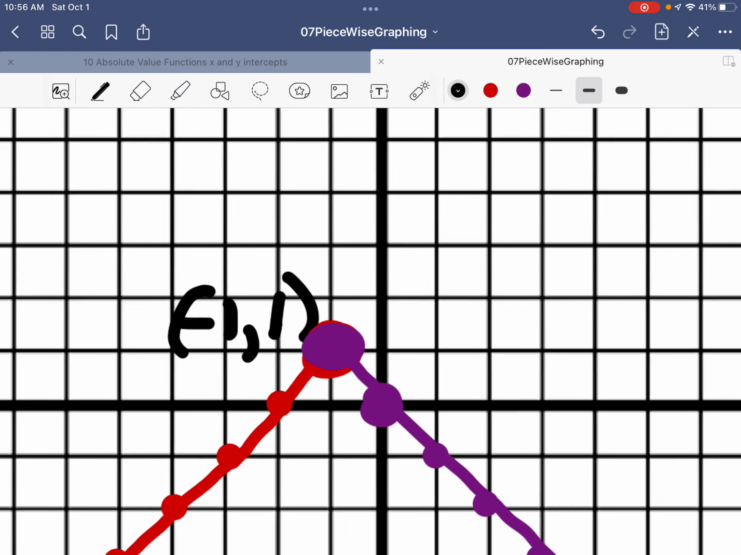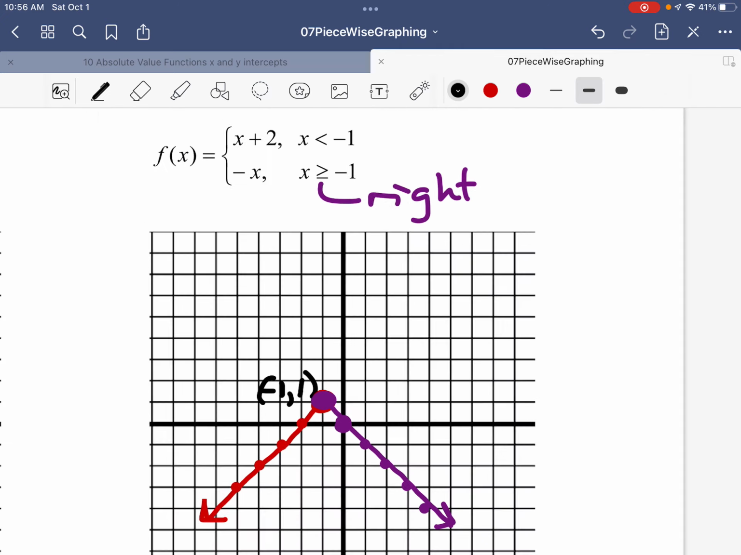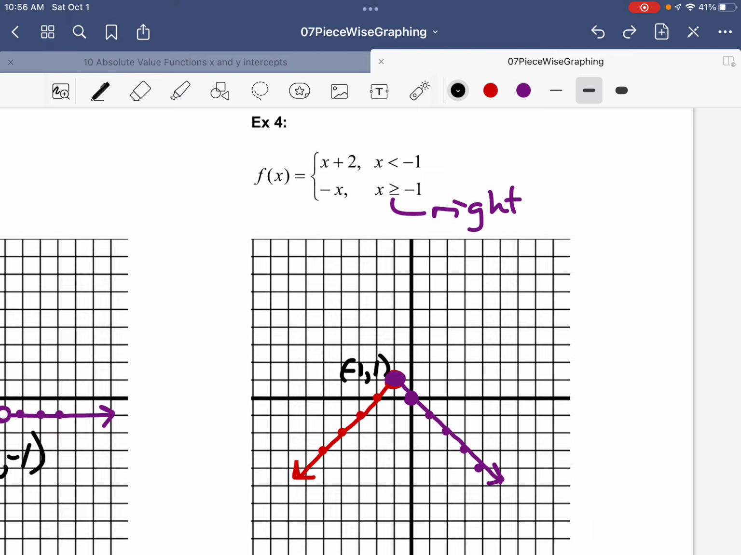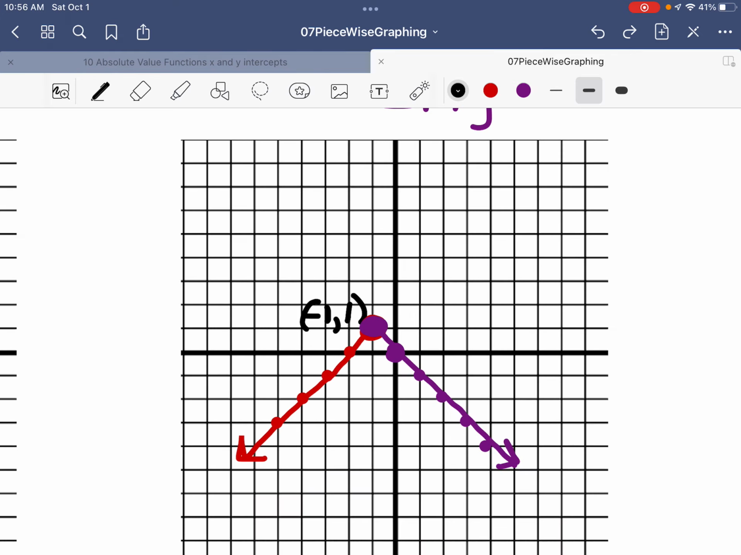And by the way, I end up filling in the circle because of the equal to. That was part of my greater than sign. So I end up with a piecewise function that is comprised of these two graphs both put together.